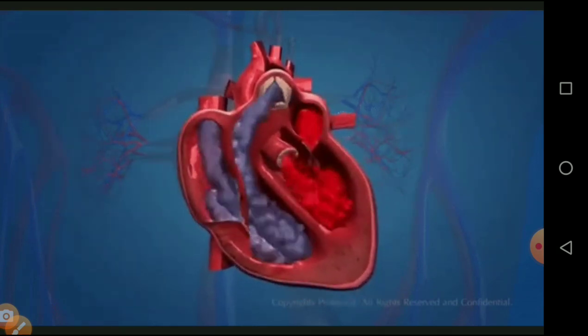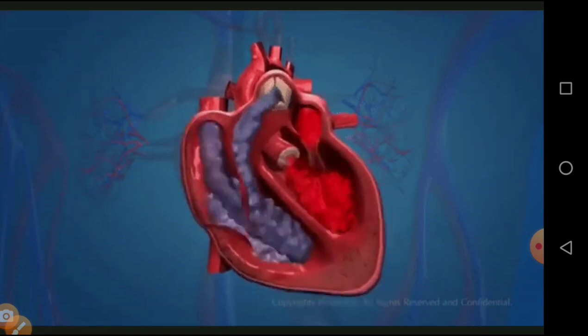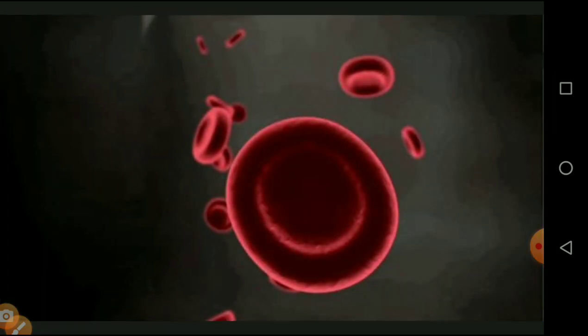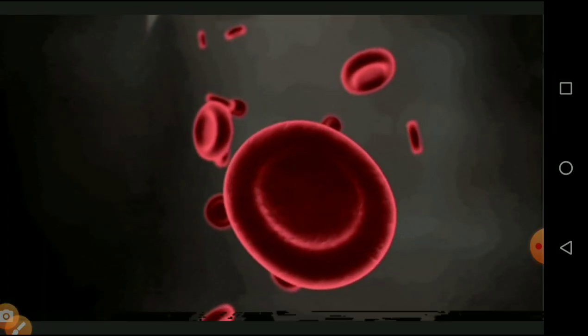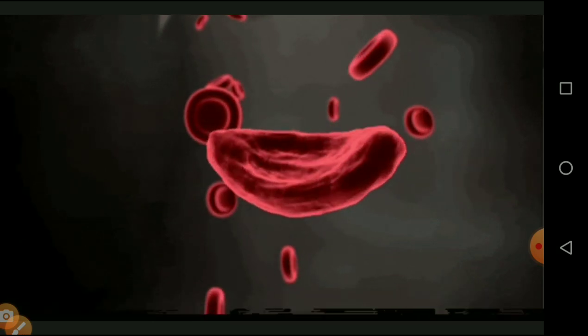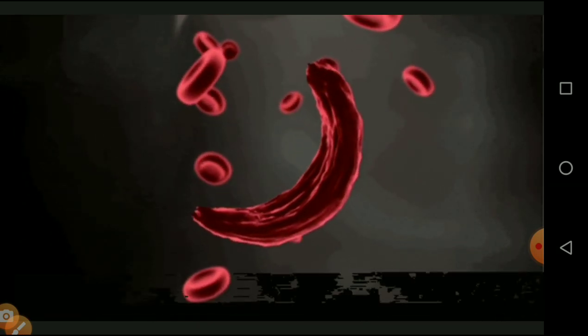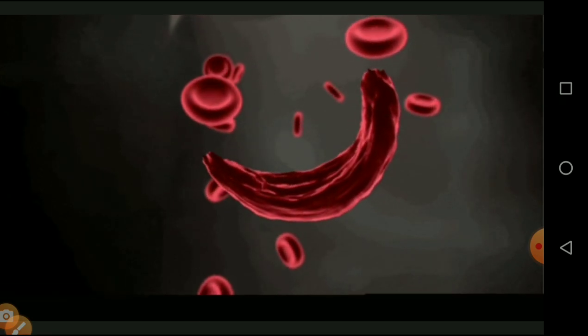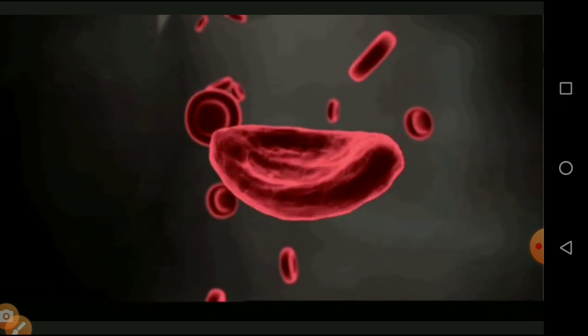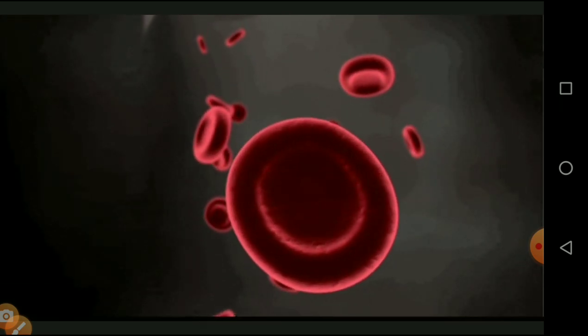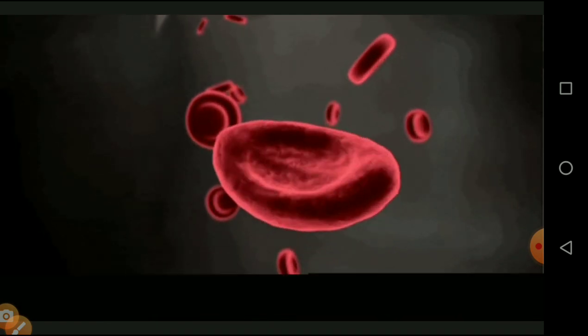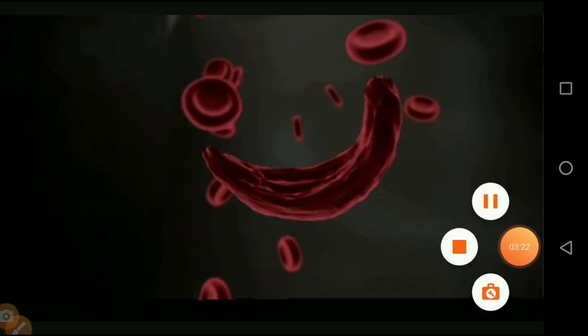The blood consists of three components. Number one is the red blood cell, or red blood corpuscles, or erythrocytes. The red blood corpuscles are disc shaped and red in color, and play the vital role of carrying oxygen to all parts of the body, due to the presence of a special substance called hemoglobin.